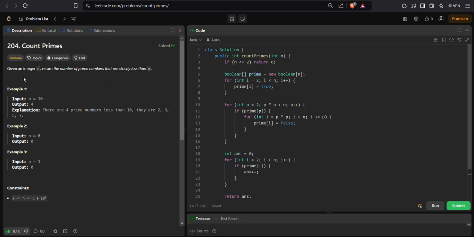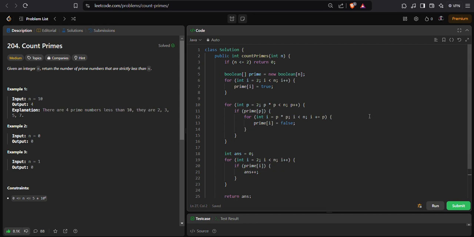Welcome back, guys. Today's question is count primes. We will be given an integer n and we are supposed to return the number of prime numbers that are strictly less than n, which means we need to count all the prime numbers that are lying in the range of 1 to the integer n.